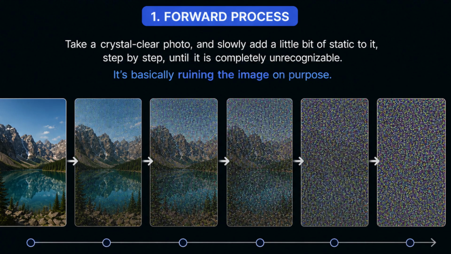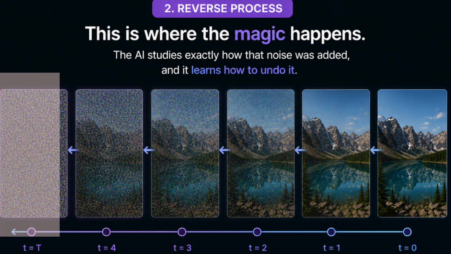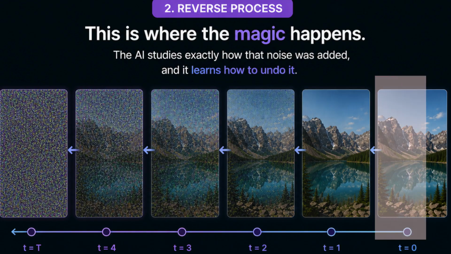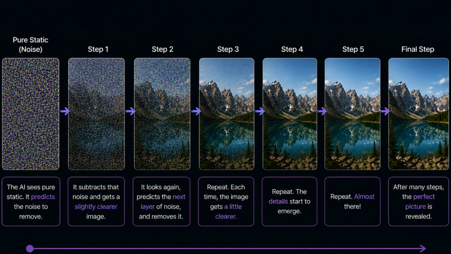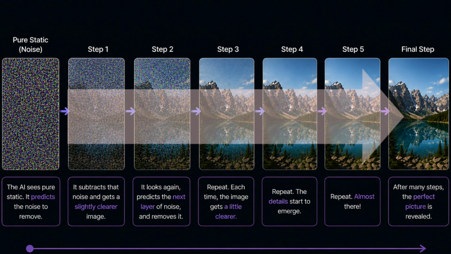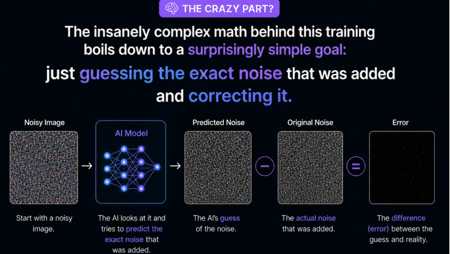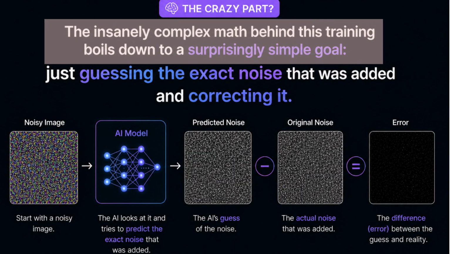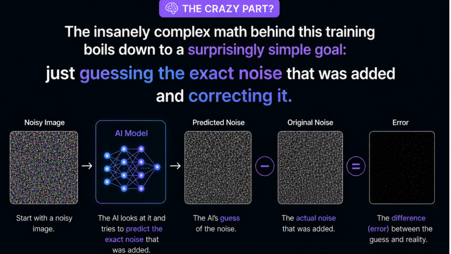But here's where the magic happens, the reverse process. The AI studies exactly how that noise was added, and it learns how to undo it. It looks at a completely noisy image and asks, what static do I need to subtract to get slightly closer to the original photo? It does this over and over, training itself until it can take a screen of pure static and magically carve out a perfect picture. The crazy part? The insanely complex math behind this training boils down to a surprisingly simple goal, just guessing the exact noise that was added and correcting it.